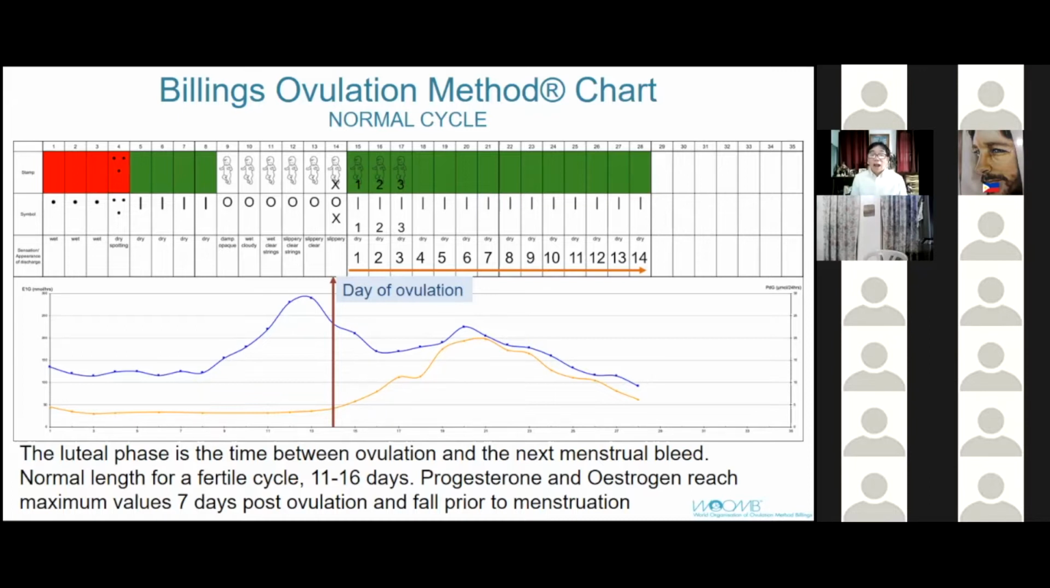Either day 3, no, or day 4 of the luteal phase. It will rise again, and it will be elevated during the days of the luteal.